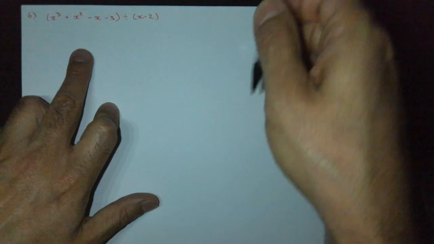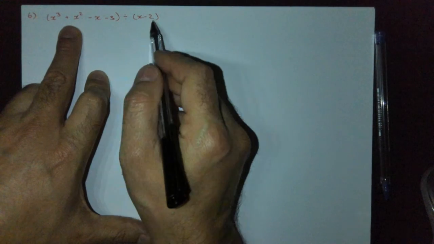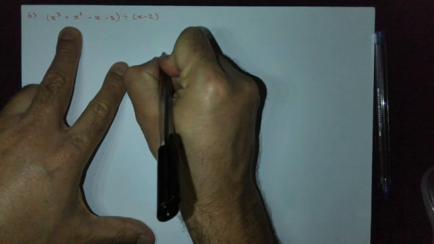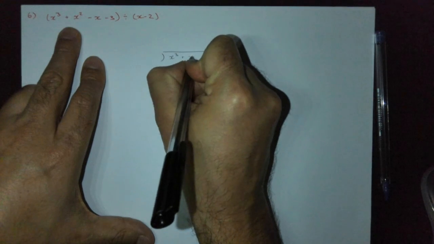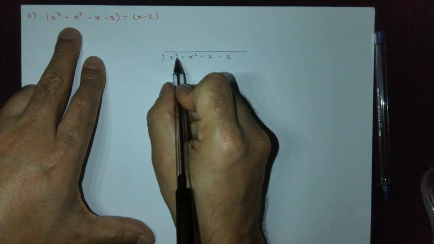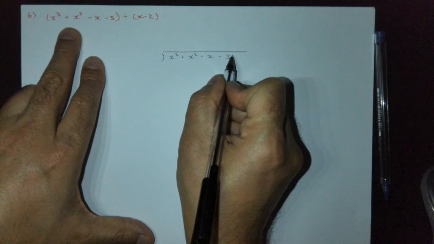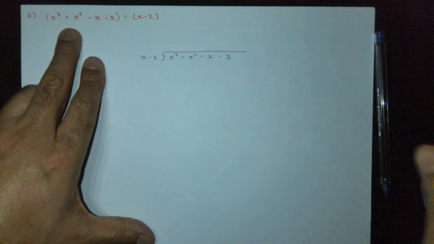Another example. Let's do the same thing. So we want to now have x squared plus x minus 3 divided by x minus 2. So that becomes a dividend, x cubed plus x squared minus x minus 3, in decreasing order of terms, divided by x minus 2.